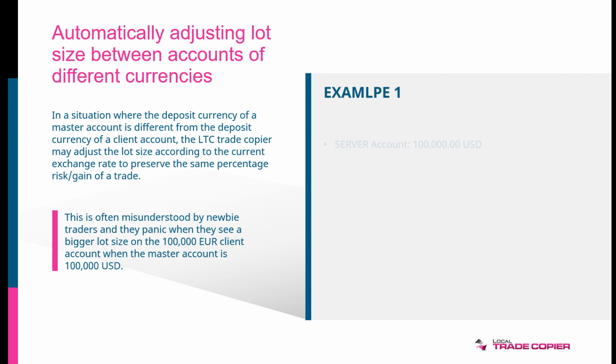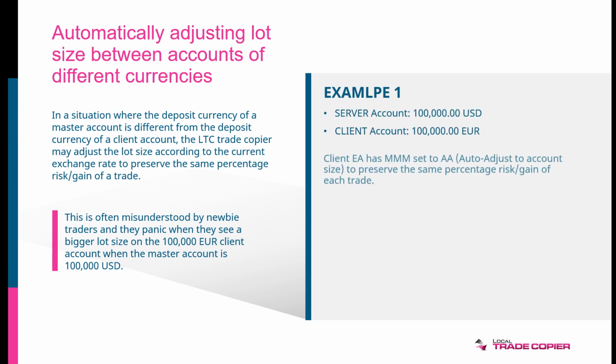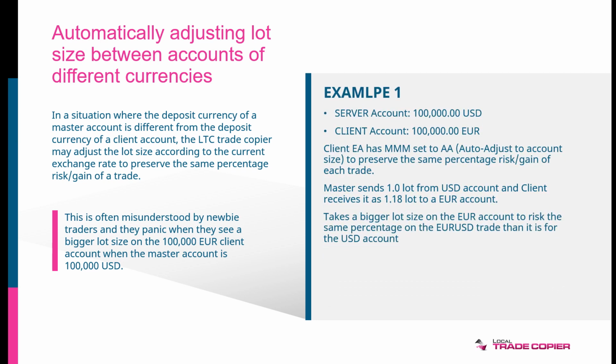Okay, so let's now talk about automatically adjusting lot size between accounts of different currencies. Yeah. So in a situation where the deposit currency of a master account is different from the deposit currency of a client account, the LTC Trade Copier may adjust the lot size according to the current exchange rate to preserve the same percentage risk or gain of a trade. Yeah, so that sounds complicated a bit, I think. Yeah, so it's like I can say it like this.